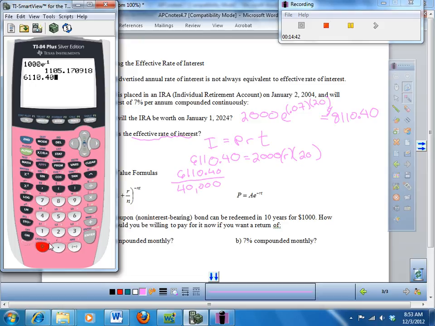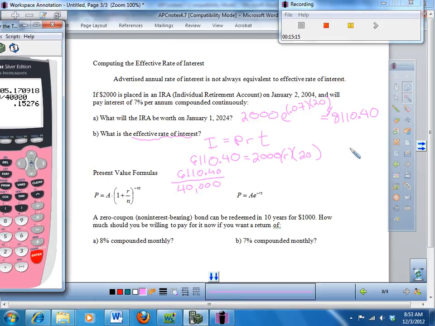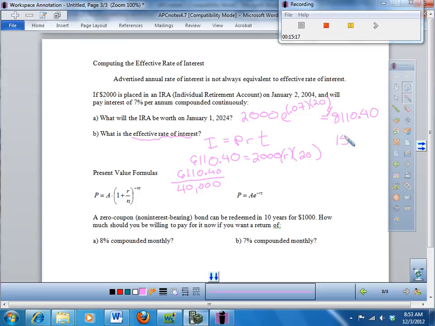Okay? And so if I do that on my calculator, I get $6,110.40 divided by 40,000. And I get 0.15. So the effective interest rate is 15%.